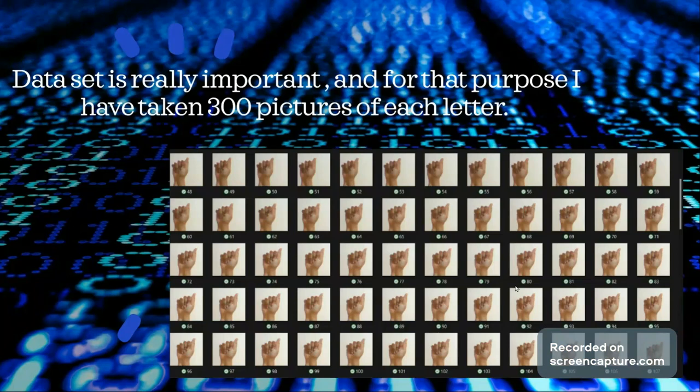Moving ahead, creating a dataset for accuracy. The dataset is really important for accuracy and for overall implementation. For that purpose, I have taken 300 pictures of each letter and stored them in a folder. Now, as you can see here, this is the folder of letter B, and here it's visible that only 180 pictures are there, but in reality I have taken around 300 pictures of each letter.